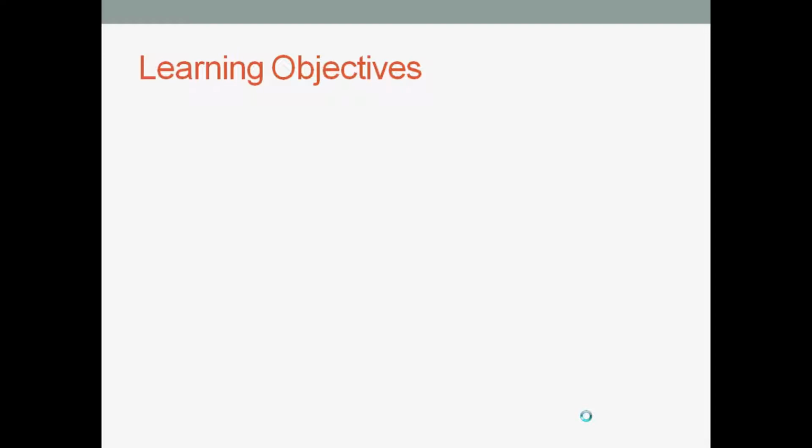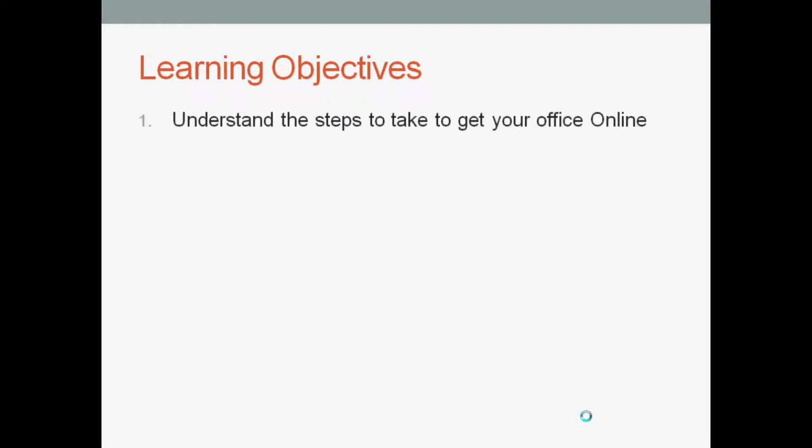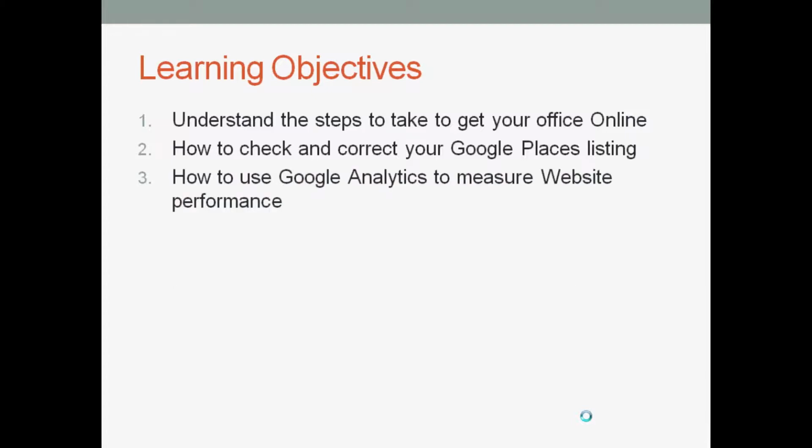ecosystem. So learning objectives for today based on that are understand the steps to take to get your office online, how to check and correct your Google Places listing, and finally how to use Google Analytics to measure your website performance. So the question is, why be online?